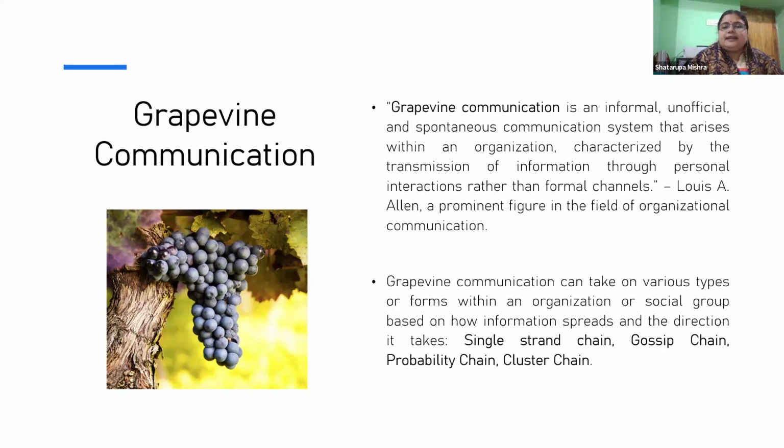So it can take on various types or forms within an organization or social group based on how information spreads and the direction it takes. So even grapevine communication is of four types: single strand chain, gossip chain, probability chain, and cluster chain. What are these kinds of grapevine communication? Now we will see.